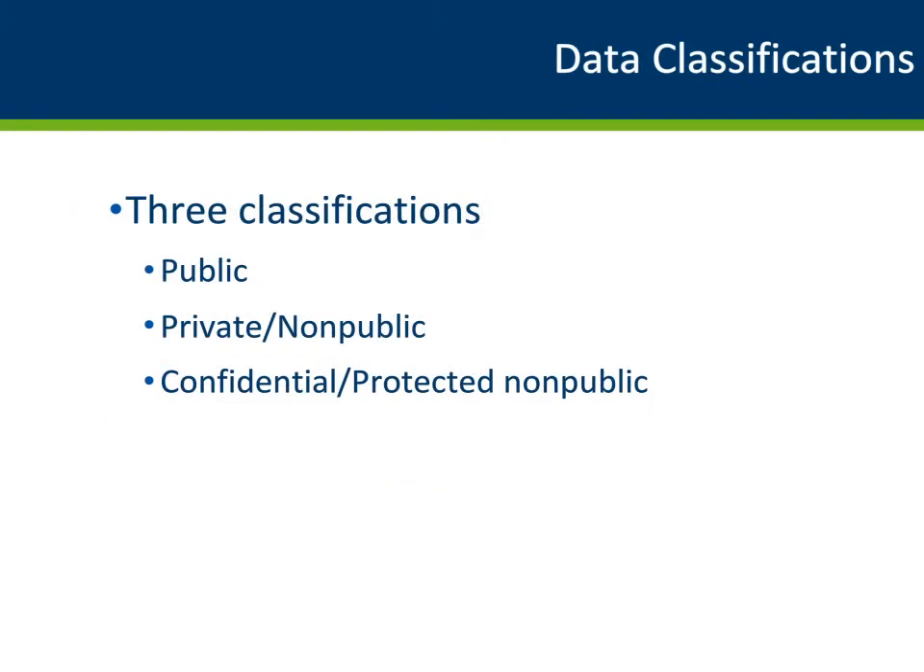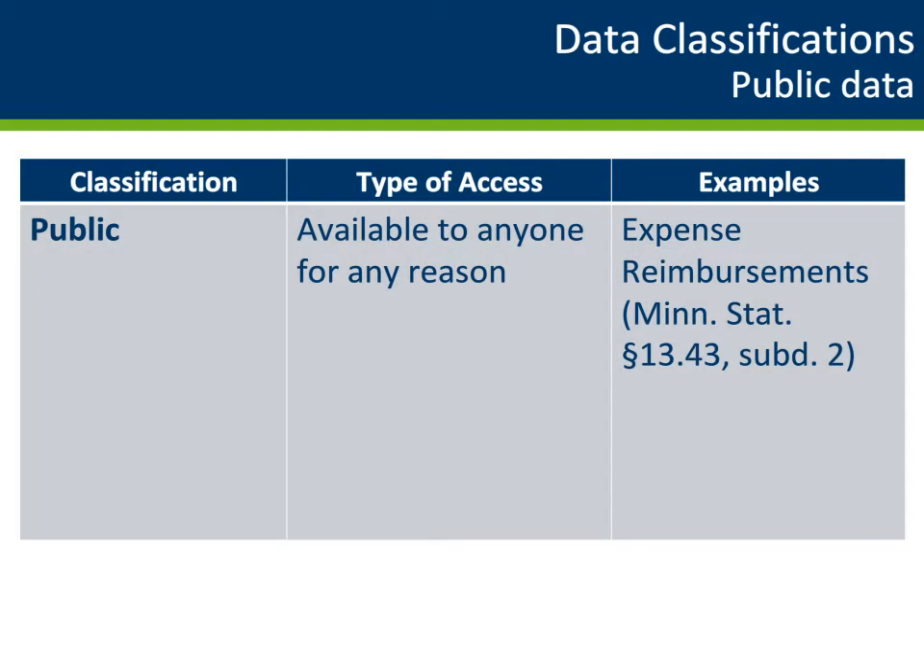The Data Practices Act provides the classification scheme for government data. There are 3 classifications for data on individuals and data not on individuals. Who has access to the data depends on the classification. Remember, government data are presumed to be public, but may be classified by statute or federal law. Public government data are available to anyone for any reason. Examples of public government data are an employee's salary, work location, and expense reimbursements.